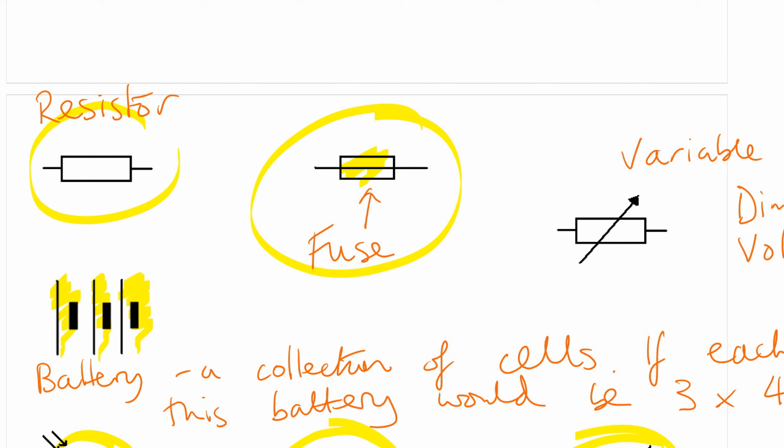We've got a resistor here, it resists the flow of current. Here we've got a variable resistor. I know it's variable because it's got an arrow going through it. A variable resistor is very useful when we want to change the amount of current flowing through a circuit. Think about dimmer lights and volume control on a stereo or something like that.